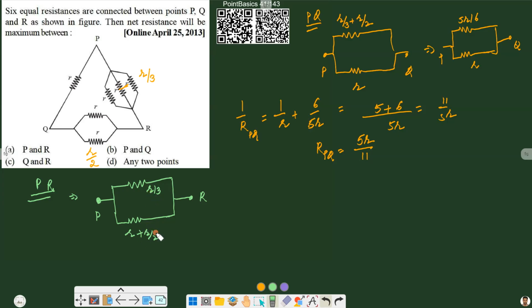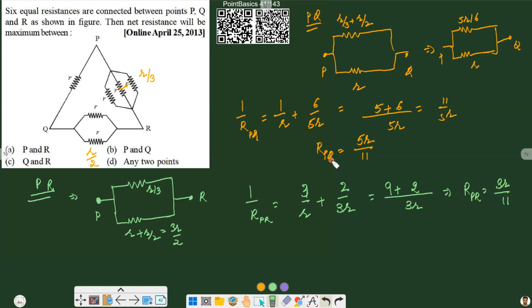Now R by 3 and 3R by 2 are in parallel, so 1 by R of PR will be 3 by R plus 2 by 3R. LCM will be 3R, so 3 into 3 is 9, and here we have 2. So from this, R of PR will be 3R by 11. So R of PQ is greater than R of PR.